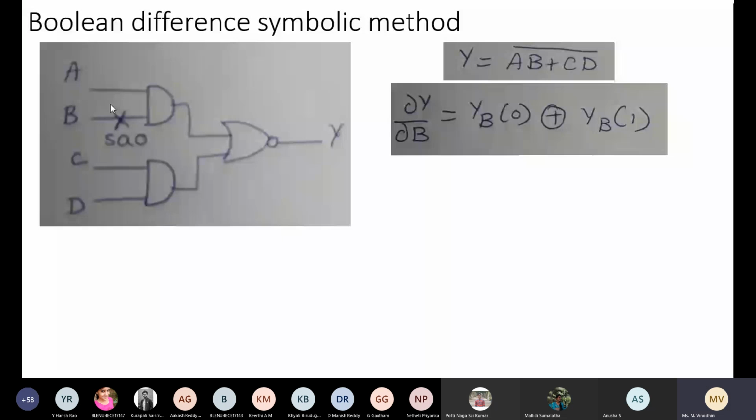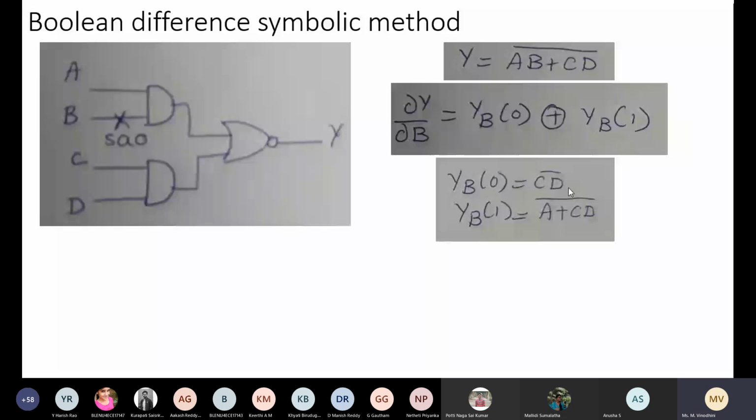Okay. So YB of 0 XORed with YB of 1. YB of 0 will be CD bar. YB of 1 will be A plus CD bar. Now substitute here, XOR it and get me the simplified expression. Everyone solve it. CD bar XORed with A plus CD whole bar. When you XOR it, what is the final expression you are getting? Dou Y by dou B. Simplify and tell me what you are getting.